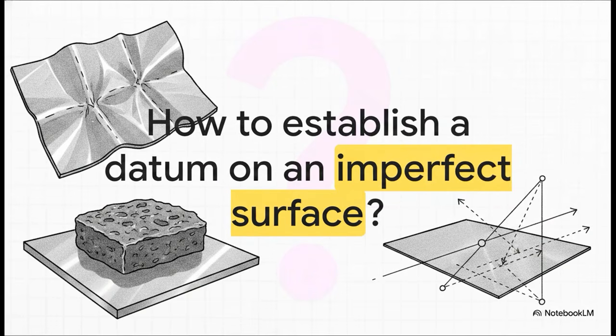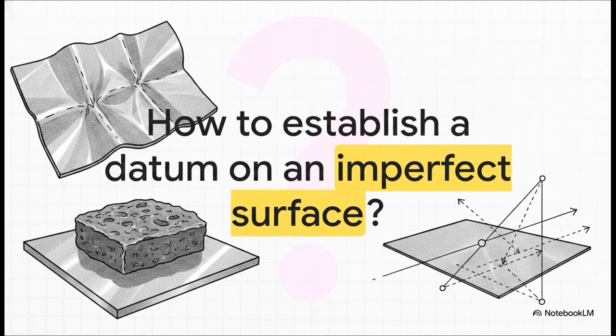Imagine you're handed a huge, flexible sheet metal panel, or maybe a rough casting fresh from the foundry. If you try to place that warped, highly imperfect part on a perfectly flat inspection plate, well, it's going to wobble. It's going to rock back and forth like a bad table at a restaurant. So how on earth do you establish a reliable datum on a surface that is literally never perfectly flat to begin with?